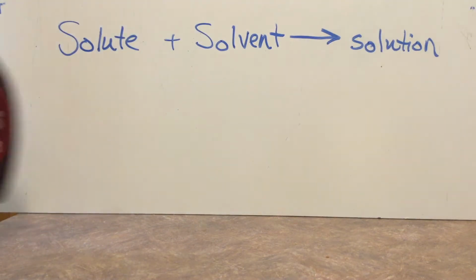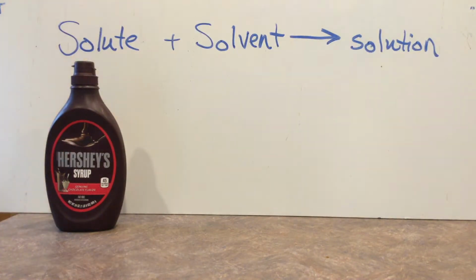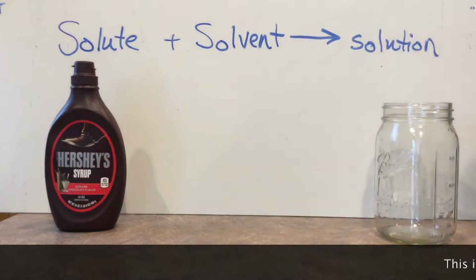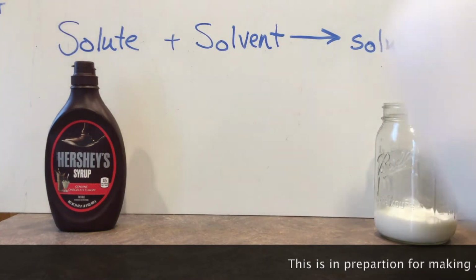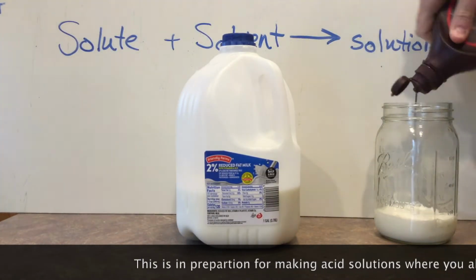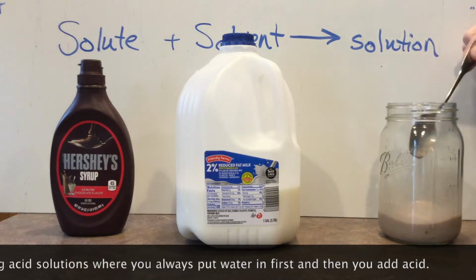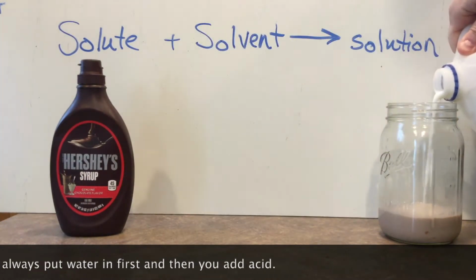First, I'll use as my solute chocolate syrup. As my solvent, I'll use milk. Now as I make this solution, I kind of follow a little chemistry tip where I always add a little bit of the solvent, then a little bit of the solute, stir it up, get it to dissolve, and continue adding solvent to the level that I wanted to get it to originally.